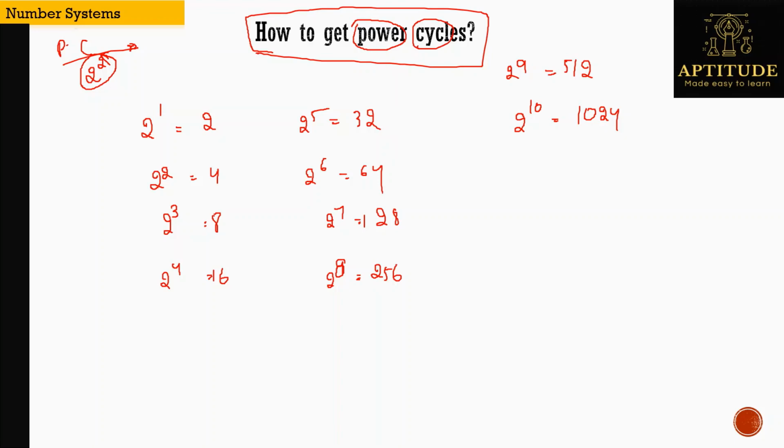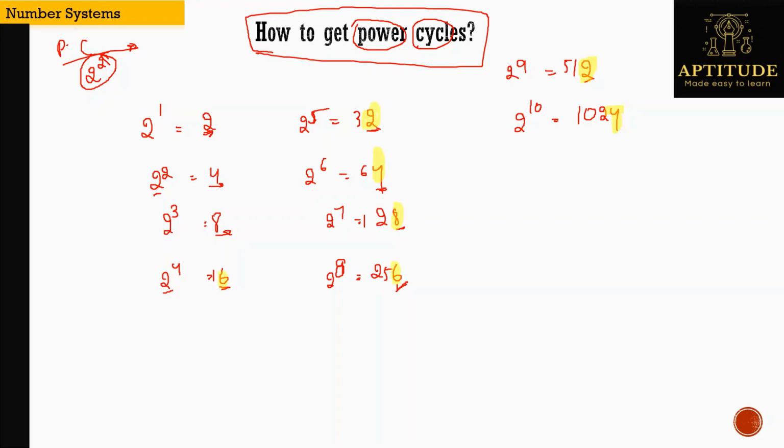Observe this, 2 power 1, always concentrate on the ending digit. Here only a single digit is there, which is 2. 2 square ends with 4. 2 cube, unit digit is 8. 2 power 4, it is 6. Then observe 2 power 5, the ending digit is 2. 2 power 6, it is 4. 2 power 7 ends with 8. 2 power 8 with 6. Similarly 2 power 9 ends with 2. 2 power 10 ends with 4. If you observe these unit digits, you can frame a logic to find power cycles.